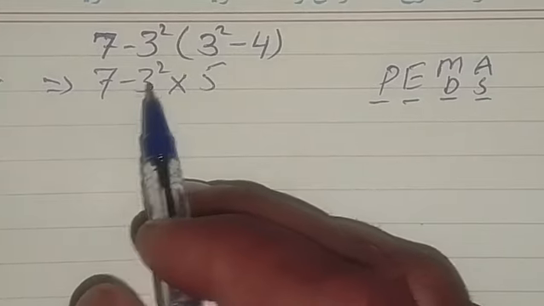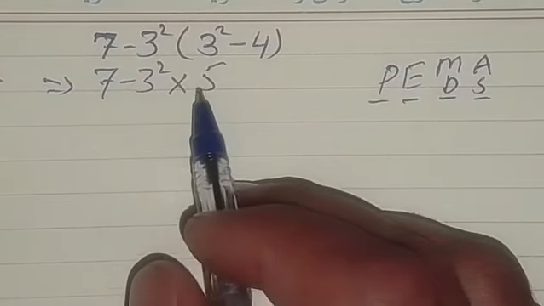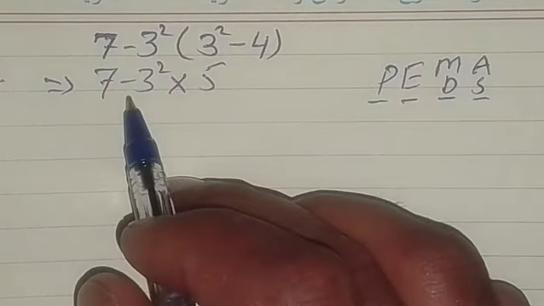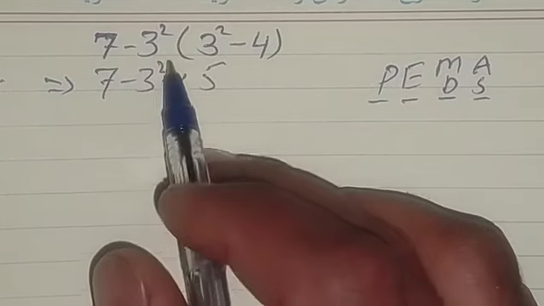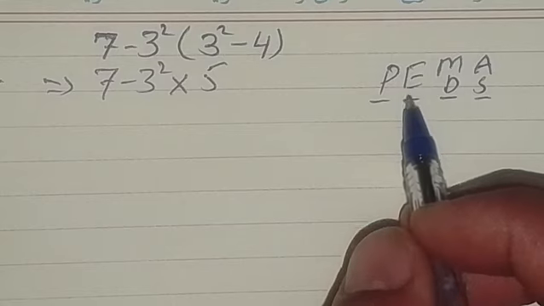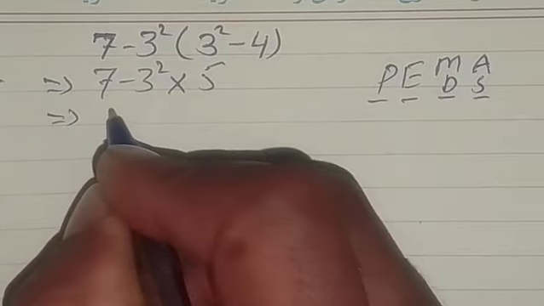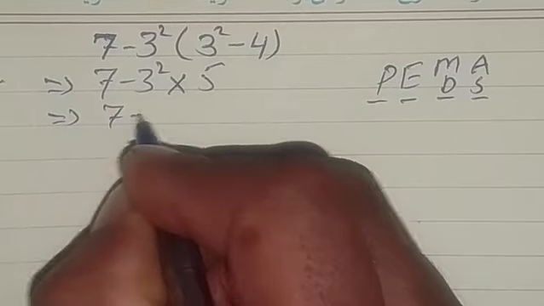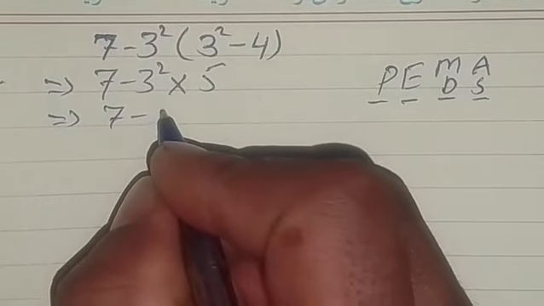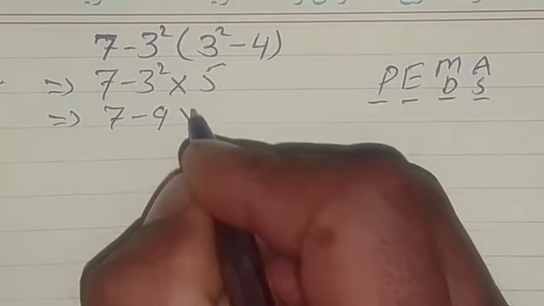Now we have one exponent here and one multiplication and one subtraction. So first, according to the rule, we solve exponent. Now 7 minus, it gives us 9, multiplied by 5.